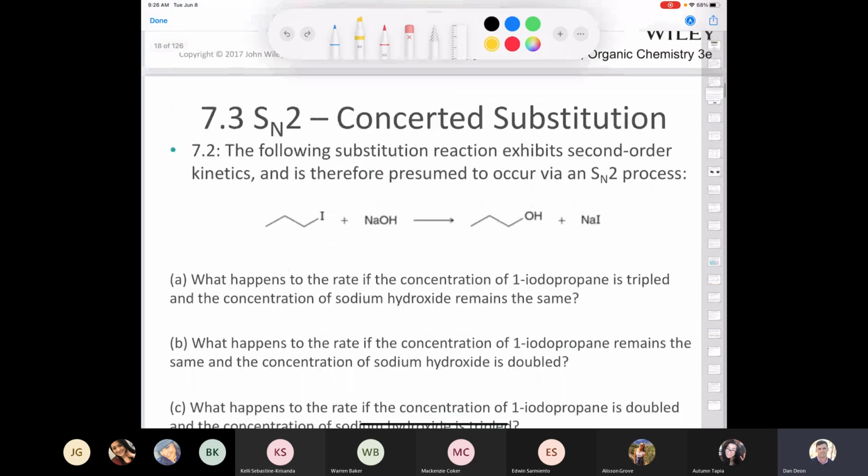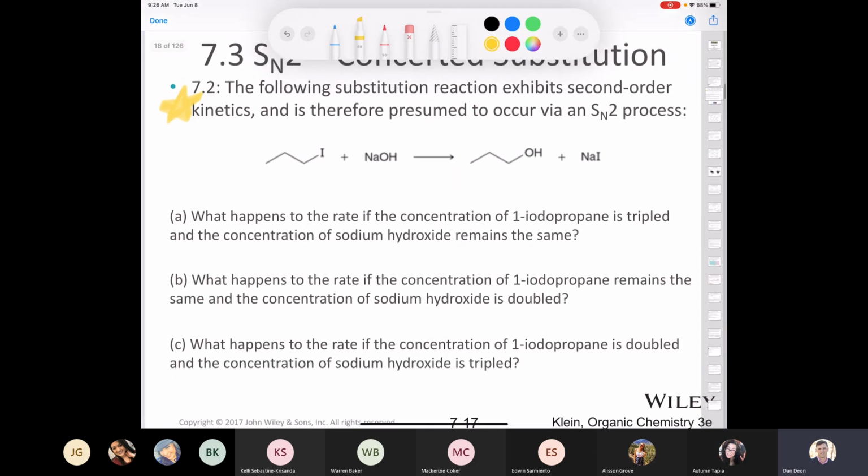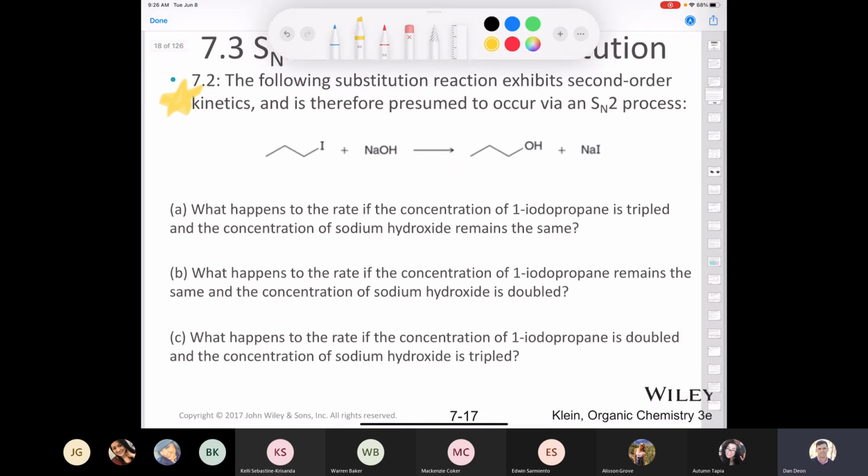But what I do want you to be able to do is answer a question like this. This is a real classic question that shows up on almost every final exam in every state, in every country, in every province in the world where people are studying organic chemistry. So follow along with me. It says, this reaction, this one right here, is a substitution reaction, and it exhibits second-order kinetics and is therefore presumed to occur via an SN2 process. So how would I write out the rate law?